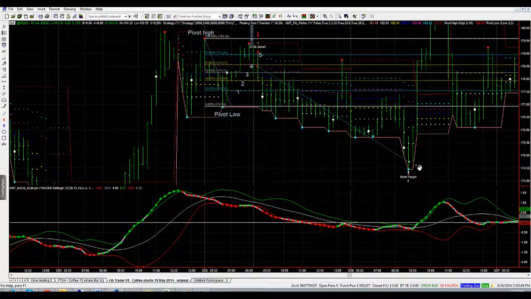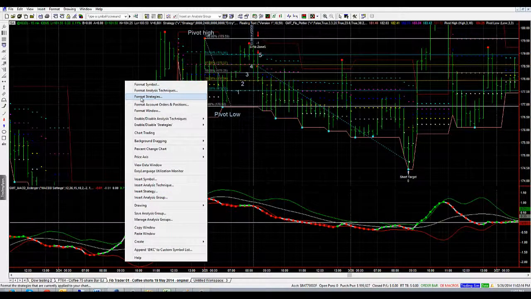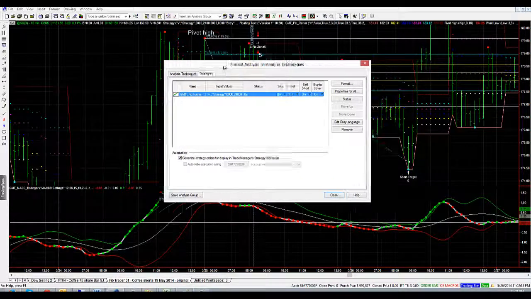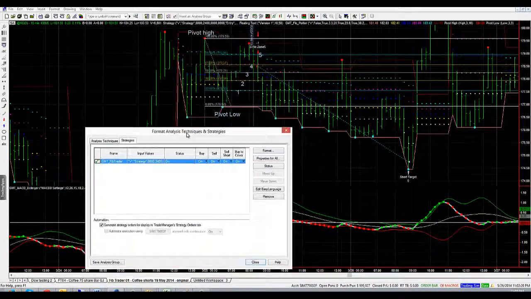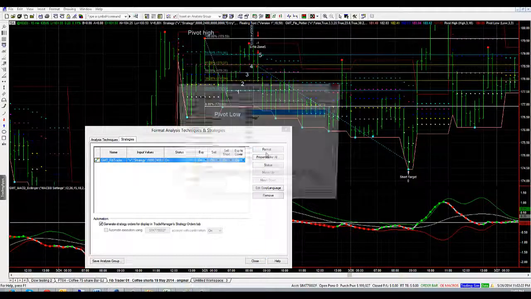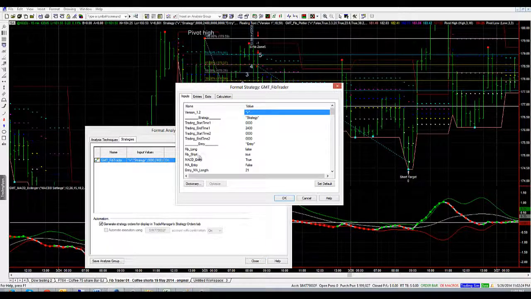Let's have a look at how the strategy is set up to actually set this type of trade up. We'll go into our format strategy, and this is our GMT Fib Trader strategy. We're trading on the short side, and we're basically trading 24 hours here, so we'll take any trade in that 24-hour period. We know coffee is a 24-hour market, but we've got it set to that. We're not trading the long side on this strategy, we're shorts only.